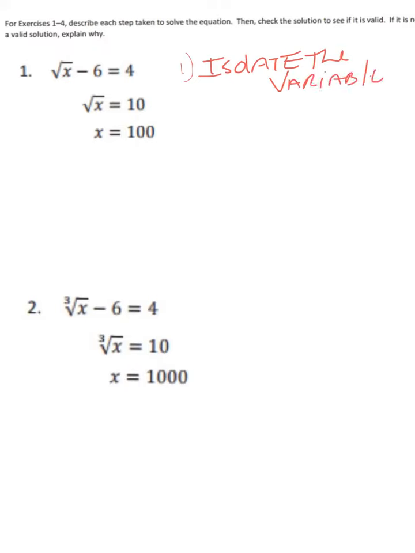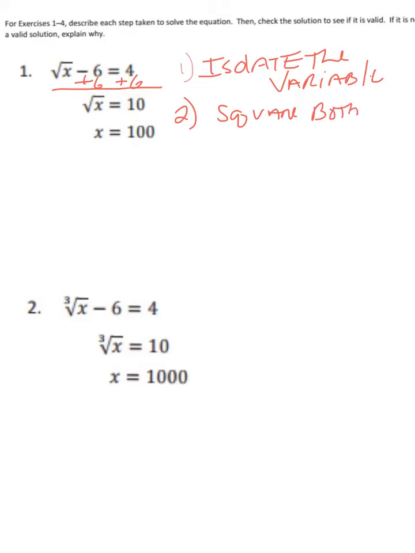So what that means is we move this 6 to the other side. I add 6 to both sides, and therefore our square root of x is all by itself, and you get the square root of x equals 10. Next, once you've got the radical isolated, you want to square both sides.